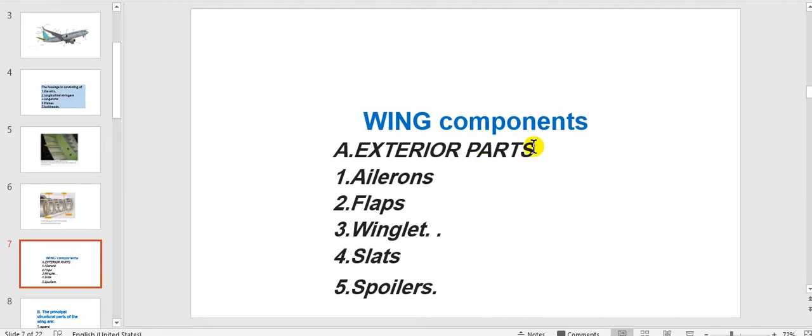This is the wing components, the external parts. These are ailerons, flaps, winglet, slats, spoilers. The ailerons are at the aft of the wing.